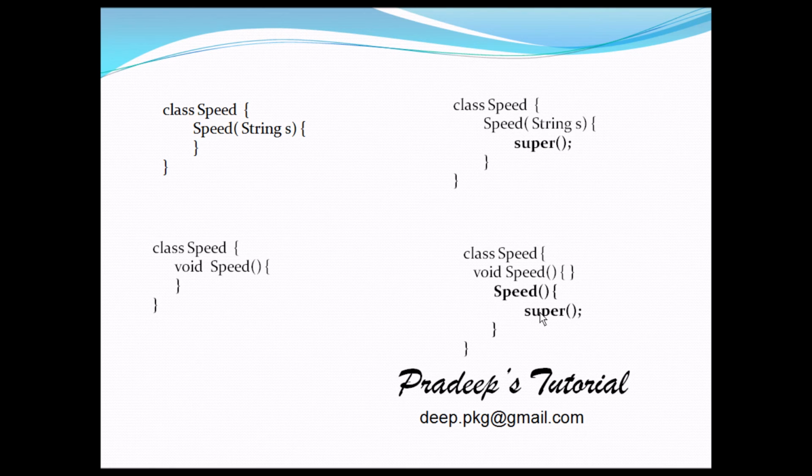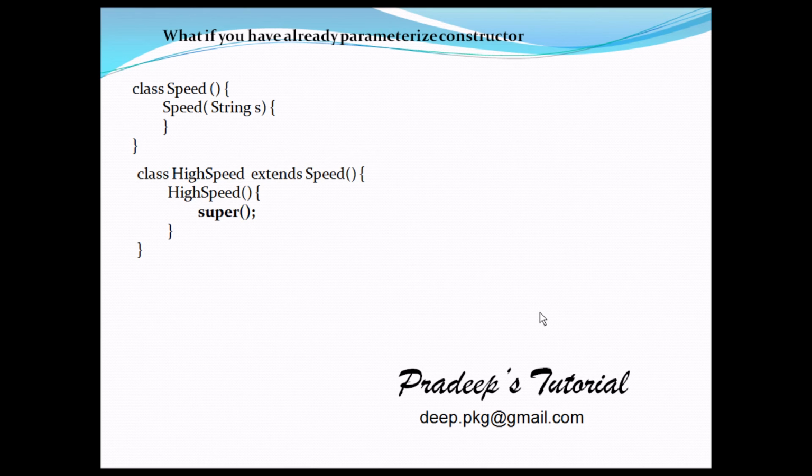Okay. Let's see this example now. What if you have an already parameterized constructor? So here I have a parameterized constructor and I'm calling the HighSpeed super. So I'm calling the default constructor of the Speed class. We have seen in the previous example, if you already have a parameterized constructor, then the compiler will not create a default constructor for you. So this will give an exception.